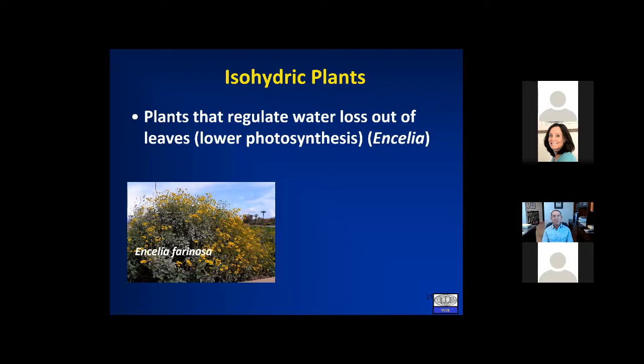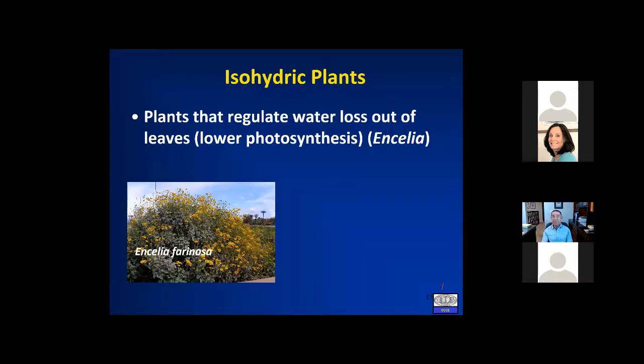But one of the downsides of that is that the plants will have lower photosynthetic rates, because carbon dioxide needs to go into the leaves as well to cause photosynthesis. But because the plant is trying to conserve water by the hairiness of the leaf or waxy coating, something to protect the stomates from losing a lot of water, they won't have as much photosynthesis. So those are the isohydric plants.